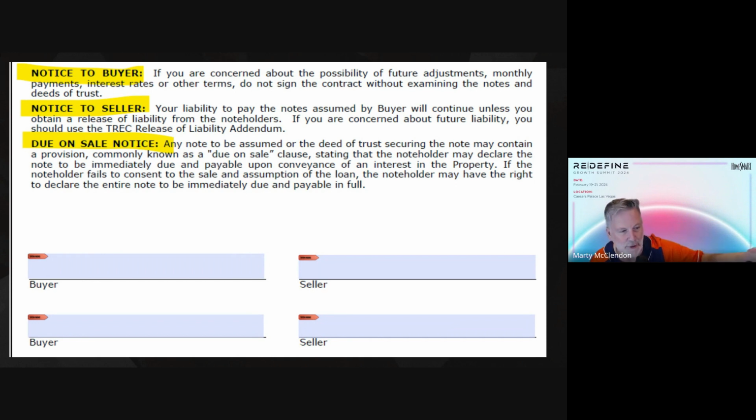Okay. So if you're concerned about future liability, you should use the TREC release of liability addendum. So it refers to a form to make sure that the buyer now releases the seller of any liability for that loan that they're assuming.